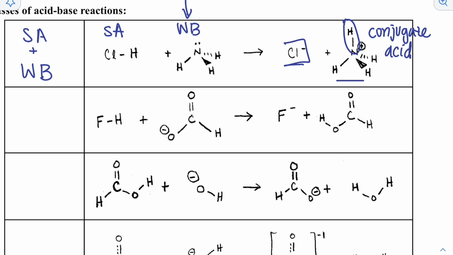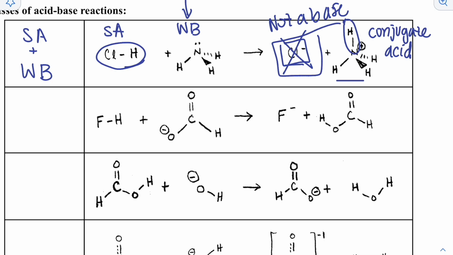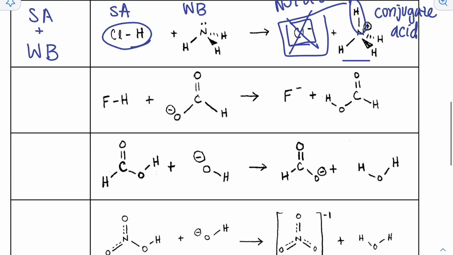Now, Cl-, you might be tempted to label this as the conjugate base, but in reality, this is not a base. That's because once this proton has been dissociated from the chlorine, it will never take it back. That's what makes it a strong acid. So if it will never take a proton back, then it's not a base. It has to be able to accept a proton to be labeled as a base. That doesn't get a label. All right, let's do the second one.